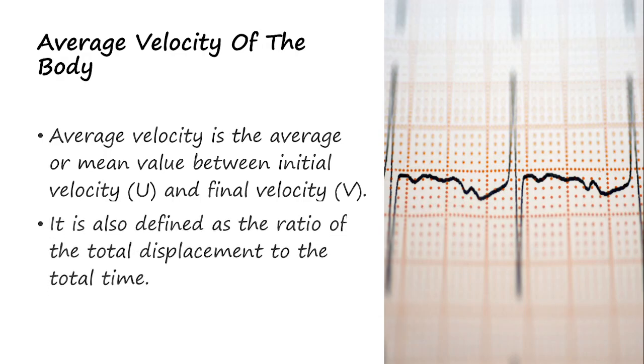It can also be defined as the ratio of the total displacement to the total time. So you can find the average velocity in another way by taking the total displacement. We discussed the meaning of displacement and distance, and also saw their differences. Displacement is the length covered in a specific direction. So you can obtain the average velocity by taking the total displacement over the total time given.